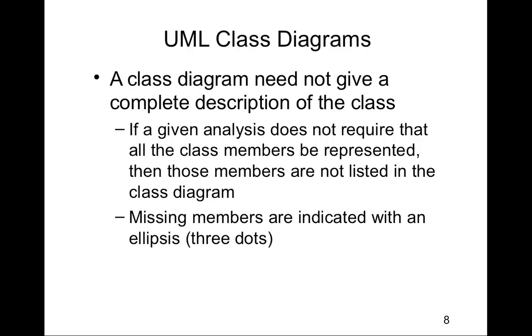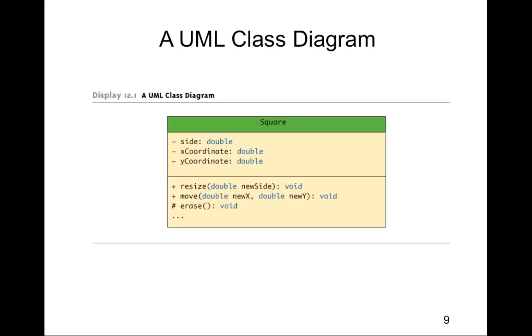The class diagram need not give a complete description of the class. It's not documentation that's going to give you pages and pages. It's supposed to be a picture and a quick look. So a given analysis does not require all of the class members to be represented either. Members that are not listed in the class diagram are indicated with an ellipsis, or three dots, meaning it continues. So here's an example.